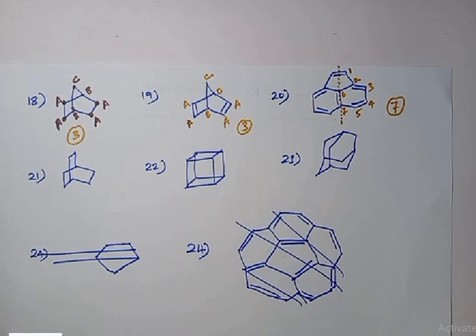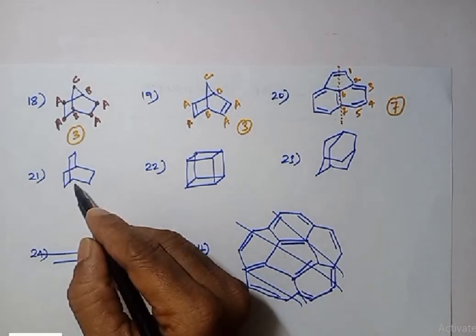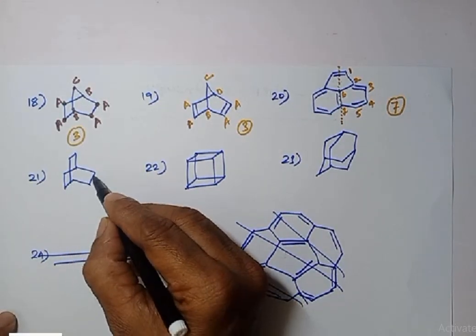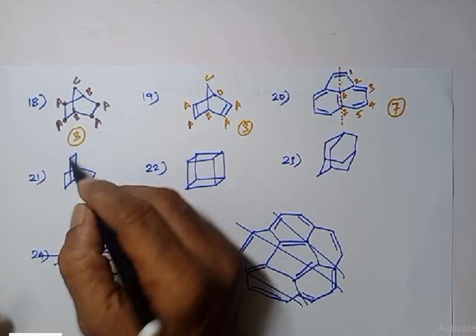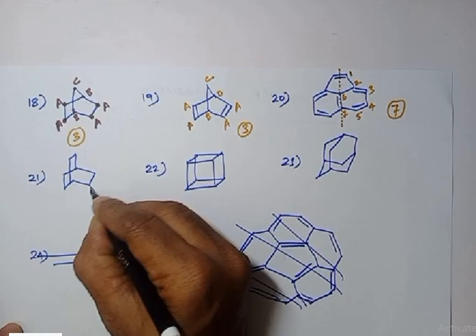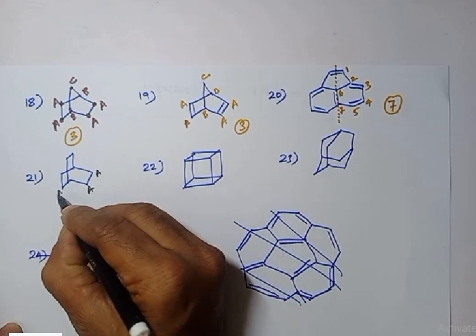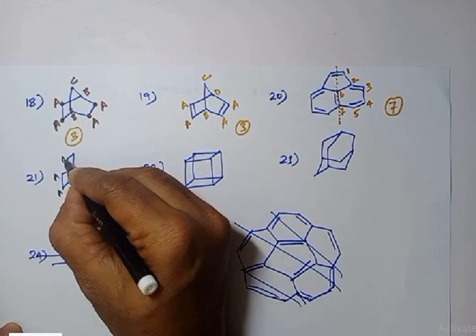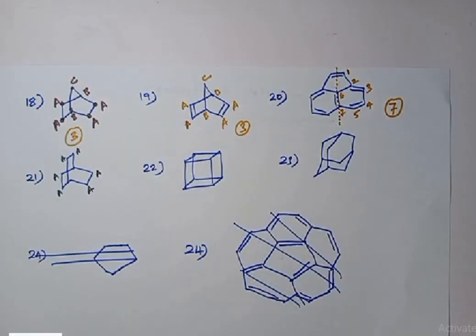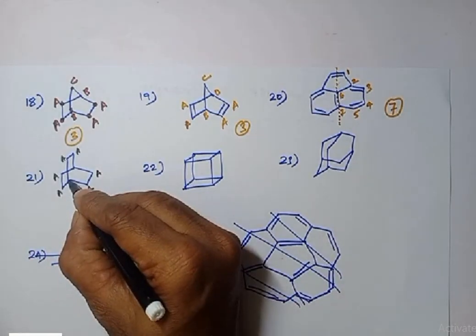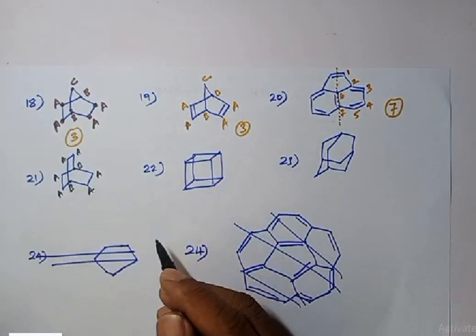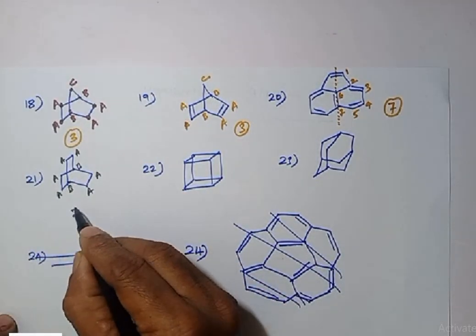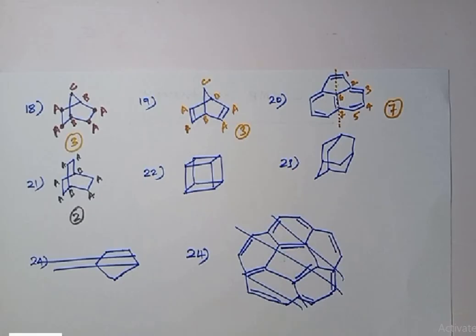Okay, then next one. This compound, see here, this bridge, see these two methylene groups, they are all equivalent. So if this is A, this is also A. All the 6 carbon atoms are equivalent. Whereas the bridged carbon, if this is B, this is B. They are different. So we have totally 2 different types of carbon. So we get 2 signals in the NMR spectrum.